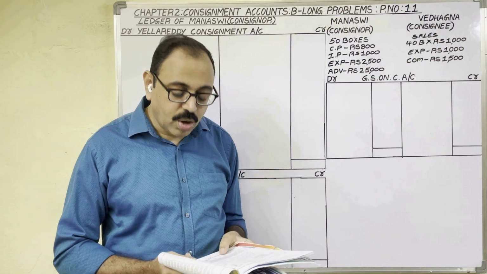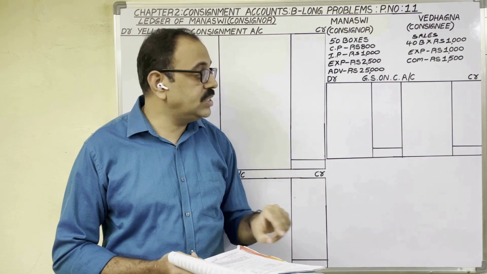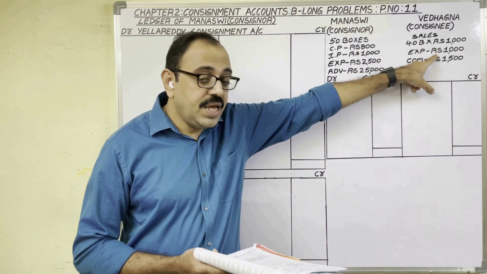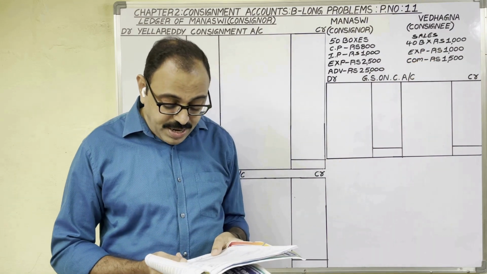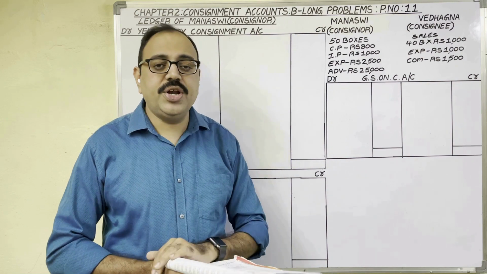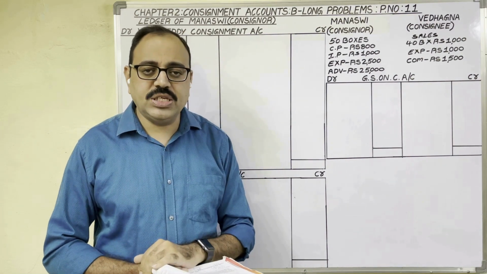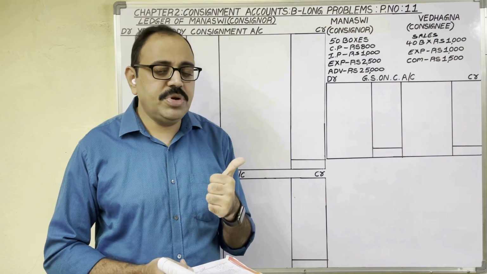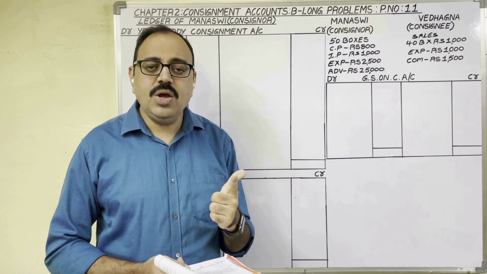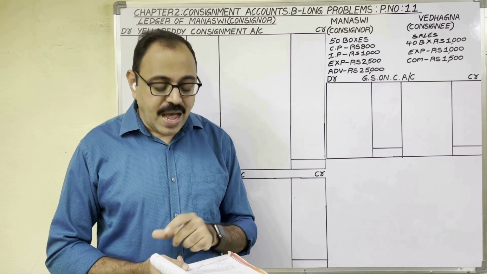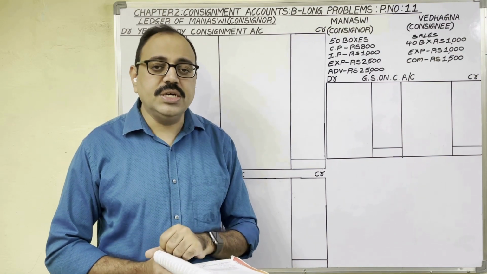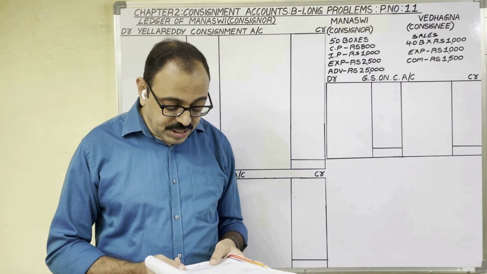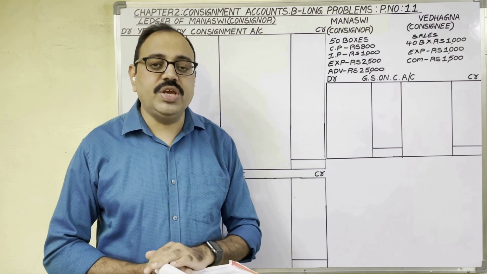Selling expenses are 1000. Whose expenses? The consignee's expenses, 1000 rupees. This is selling expenditure. And her commission is 1500 rupees. The commission amount is directly given, no need to calculate. Commission is of three types: ordinary commission, del credere commission, overriding commission. As there is no proper information here, our assumption is this is ordinary commission. Pass necessary journal entries in the books of Manasvi.